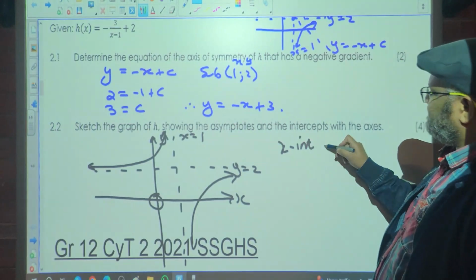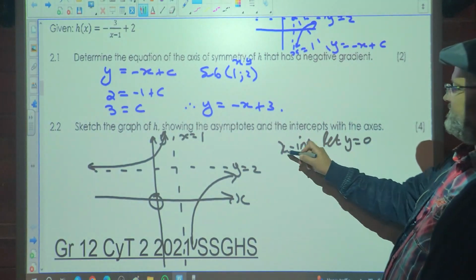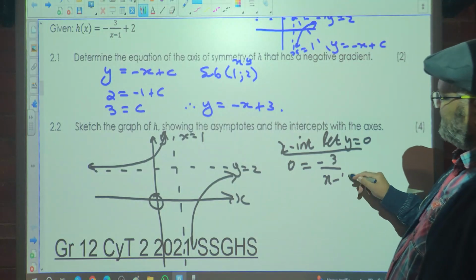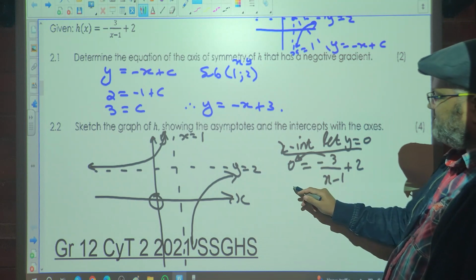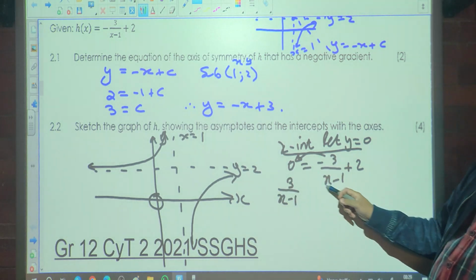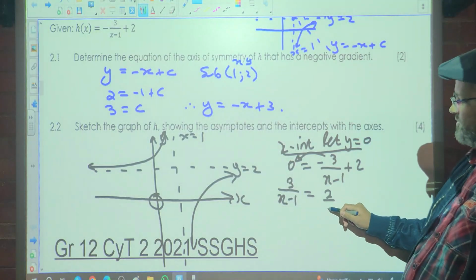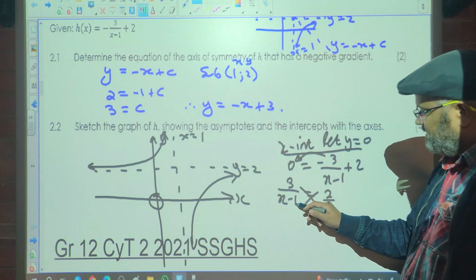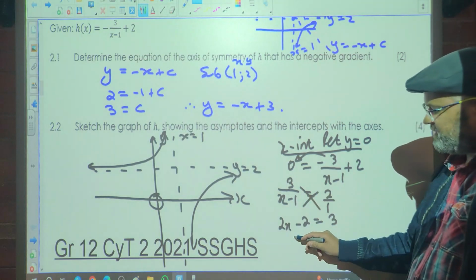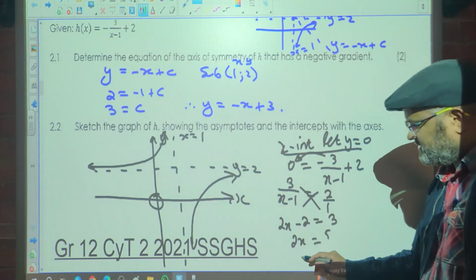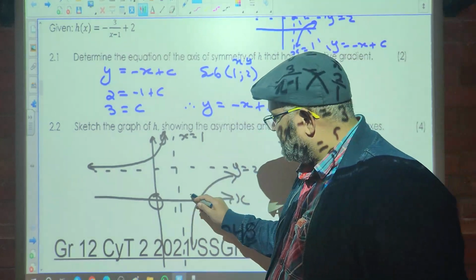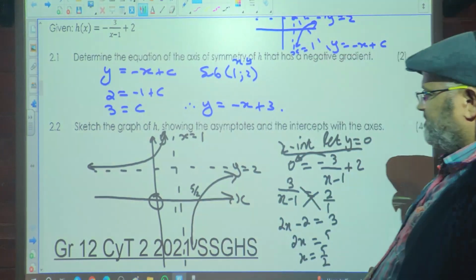How do you calculate the x-intercept? Let y equal to 0. So you get 0 is equal to negative 3 over x minus 1 plus 2. Take the 2 over the equal sign and get 3 over x minus 1. Remember the sign changes, the sign of the fraction changes, equals 2, and cross multiply. So 2 times x minus 1 is 2x minus 2 is equal to 3. So 2x is equal to 5, x is then equal to 5 over 2. Remember this is 1 here, so that makes sense that it could be 5 over 2.